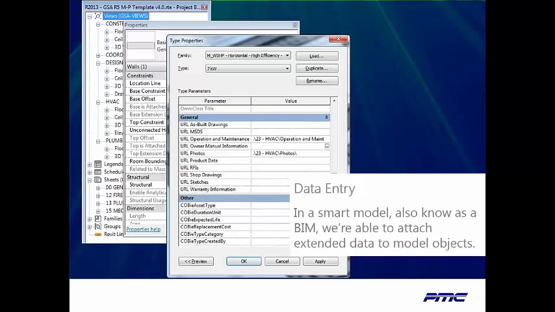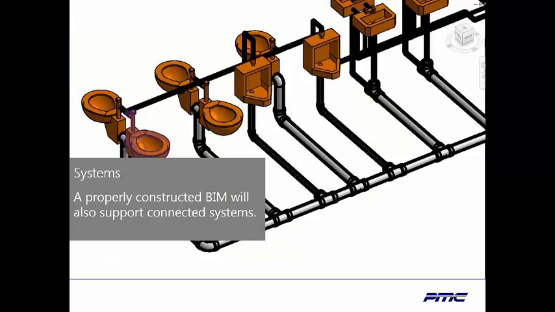Extended data can include anything that needs to be tracked. Systems are important when analyzing a building. For example, the primary shutoff valve for a specific fixture can be quickly found, or the breaker for a lighting circuit can be identified by just clicking on the light.